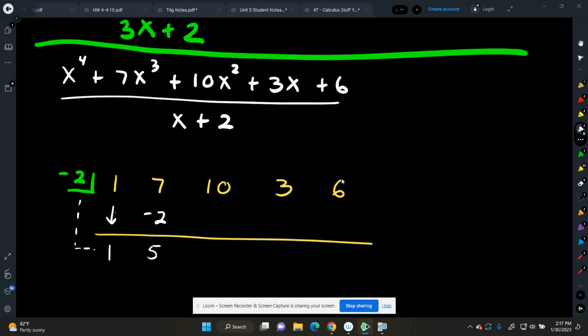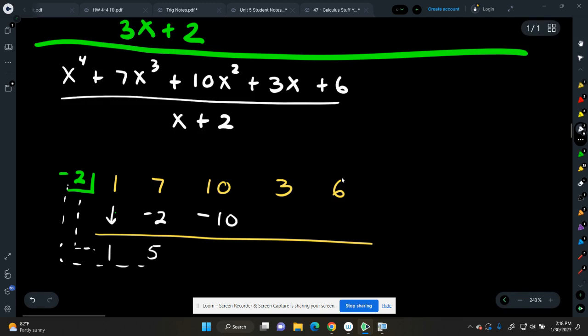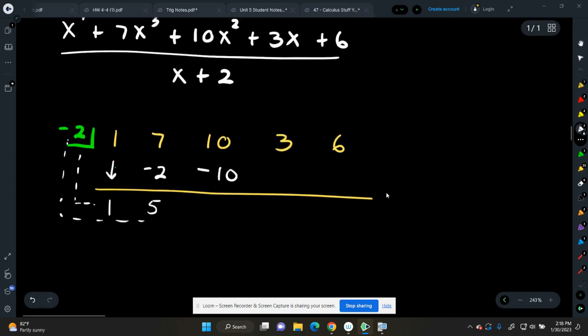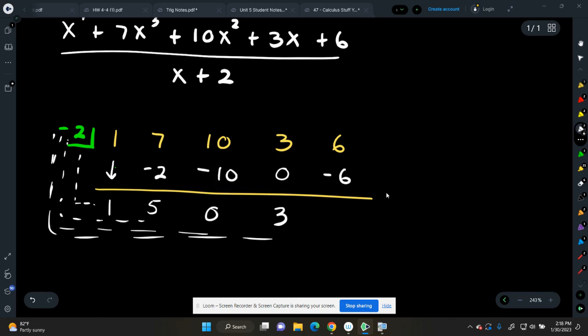Now we're going to do negative 2 times 5, which is negative 10. We just multiplied, now we add. 10 minus 10 is 0. Now we multiply. Negative 2 times 0 is 0. And we add, and we get 3. And we multiply, and we get negative 6. And then we add, and we get 0.